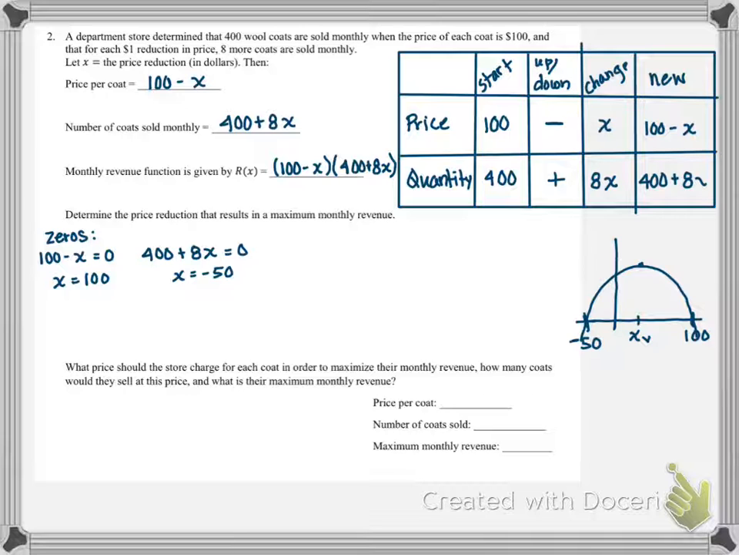And so my vertex, so my x-coordinate of the vertex is the average of my 2 zeros. So negative 50 plus 100 divided by 2, which is 25. And how did I know I had to find the vertex here, instead of just some random x value? Maximum. Yeah, because I'm told that I want to maximize my profit.